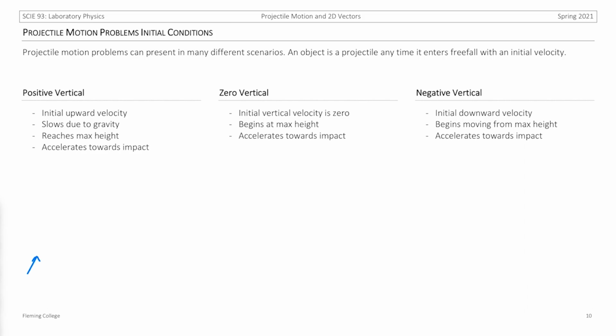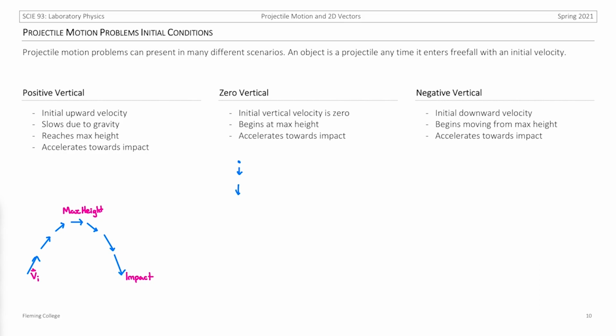So what happens if it has a positive vertical initial velocity? Well, then initially the object is going to travel upwards. It's constantly slowing down due to gravity in that vertical component, not the horizontal. It eventually reaches a max height where its vertical component is 0, and then it begins to accelerate towards impact. Not very evident in this sketch is that the horizontal component of each of these vectors is exactly the same magnitude.